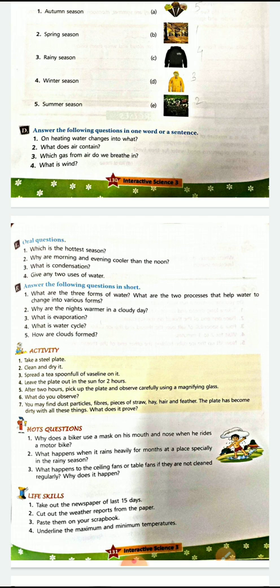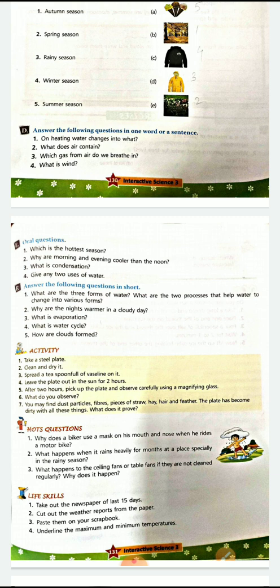Okay, so now the long answers. What are the three forms of water, and what are the processes that help water to change into various forms? So the three forms of water are solid, liquid and gas, and processes like evaporation and condensation help the water to change into various forms. Now I'll give you the PDF today only, but you will also mark these answers.